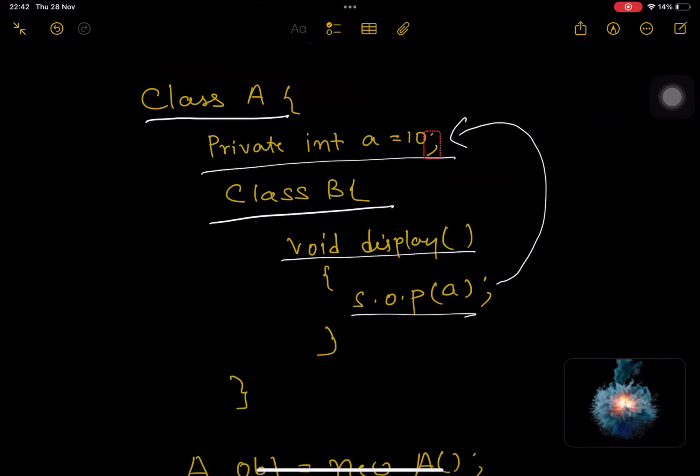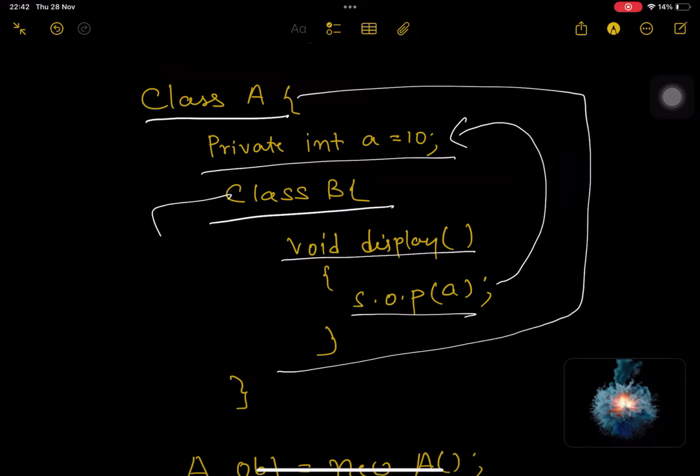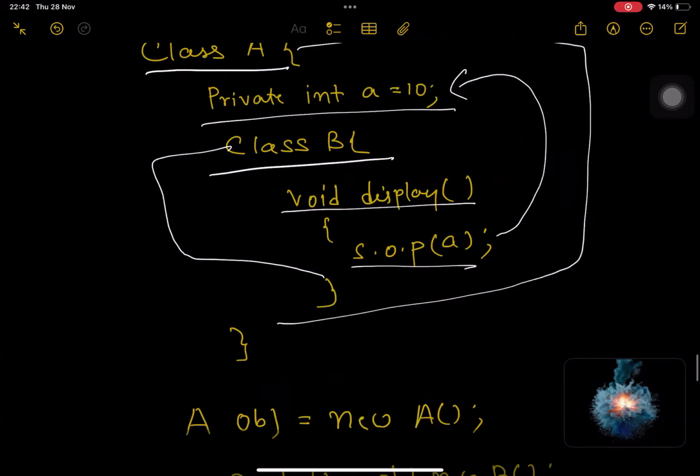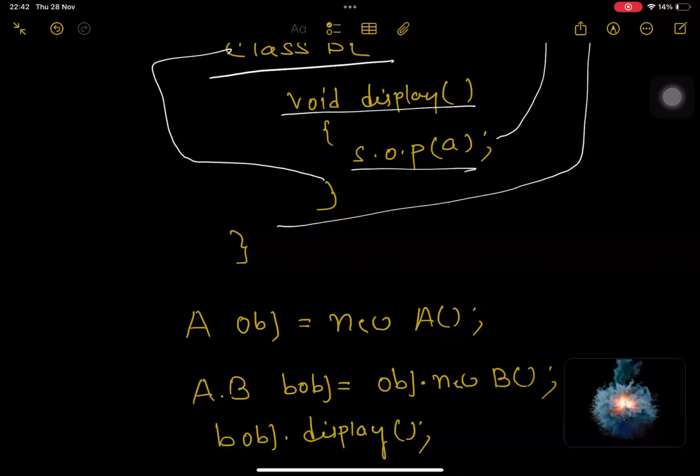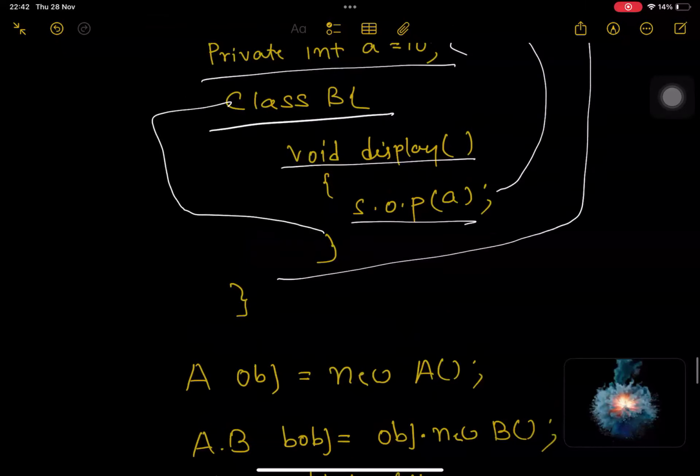So first, instance inner class, how will you define it? I have an outer class, I have an inner class. Clear? Inside the inner class I have a method, inside the outer class. How will I create an object? There are two ways to create an object of this class B, which is the inner class.